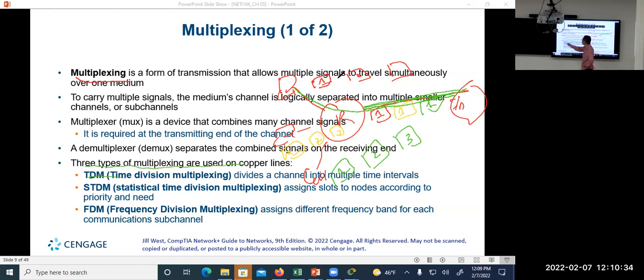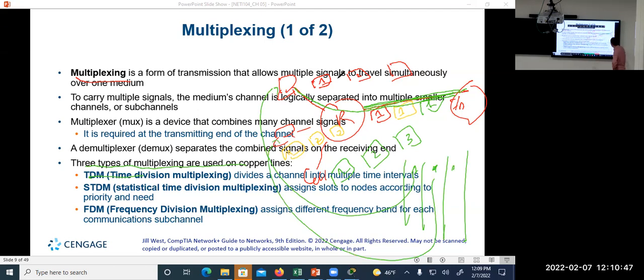In that case, you have some types of multiplexing here. The first one is time division. Time division means you break it down into time slots. Slot number one works with computer one, slot number two works with computer two, and slot number three works with computer three, and so on. 1, 2, 3, and again and again. That is time division.